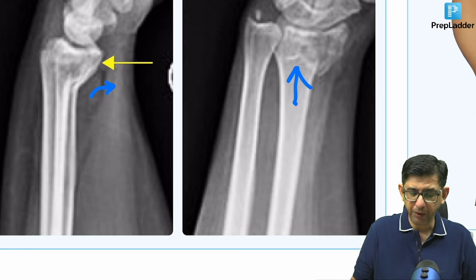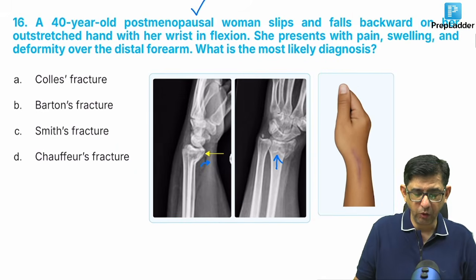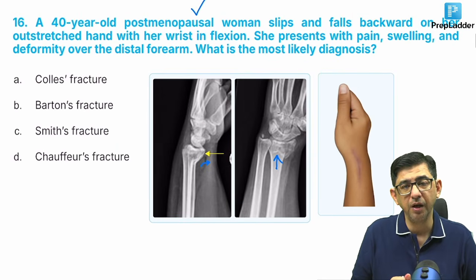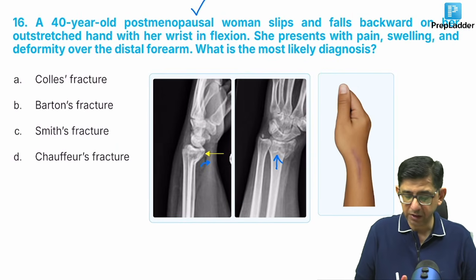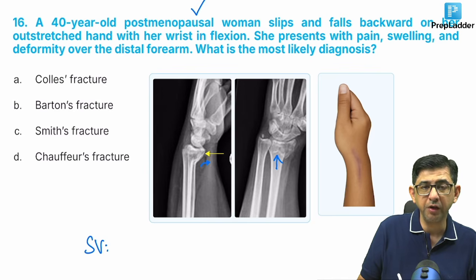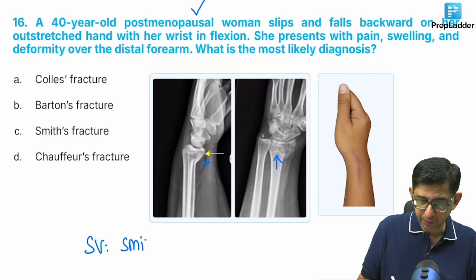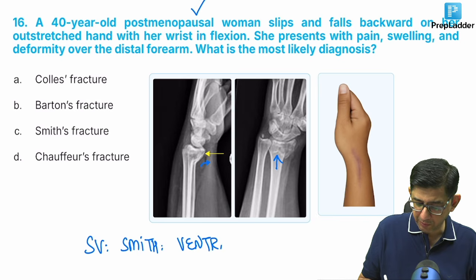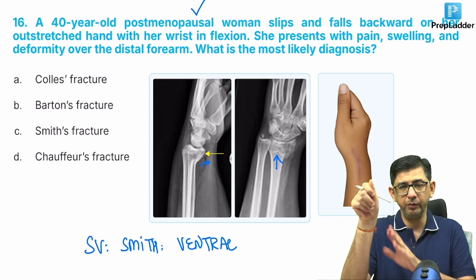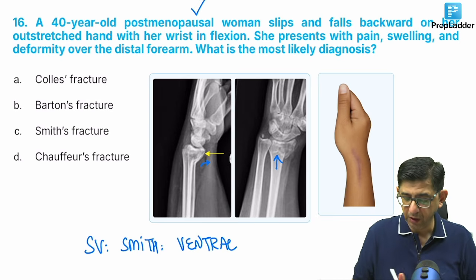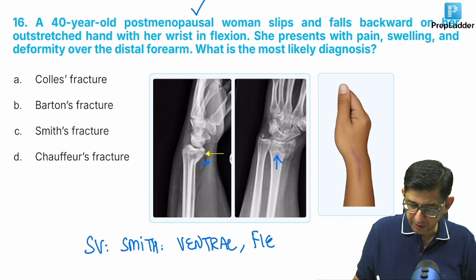So we need to pick up whether it is a Colles fracture or whether it is a Smith's fracture. All you need to remember is the word SV. When it comes to Smith's fracture, it will be a ventral, that is a downward displacement. Like you can see, it's ventral, meaning towards the front, there's a ventral displacement. There is a flexion that is happening.